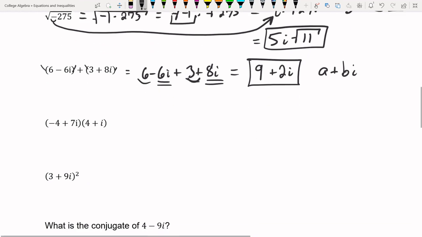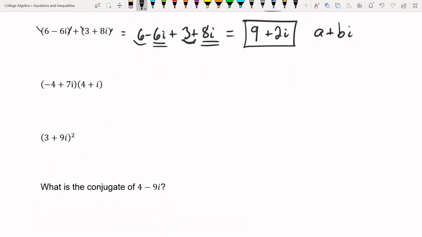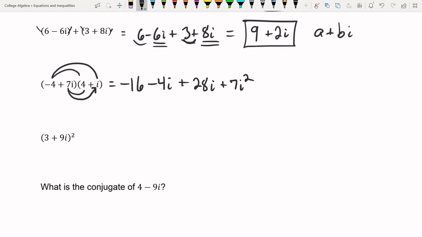The next one is two complex numbers multiplying each other. So we're going to FOIL this thing out. Negative 4 times 4 is negative 16. Negative 4 times i is negative 4i. 7i times 4 is 28i. And this is the interesting one. 7i times i is going to be 7i squared. Now, the 16, the negative 4i plus 28i, we've worked with those a little bit.